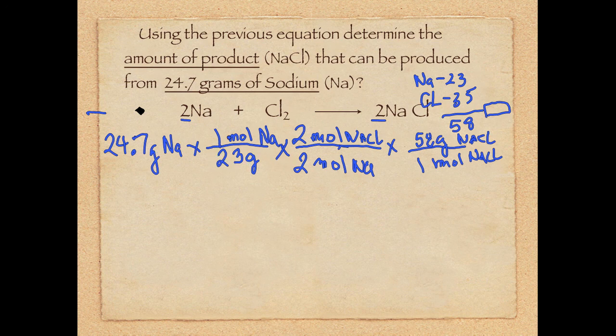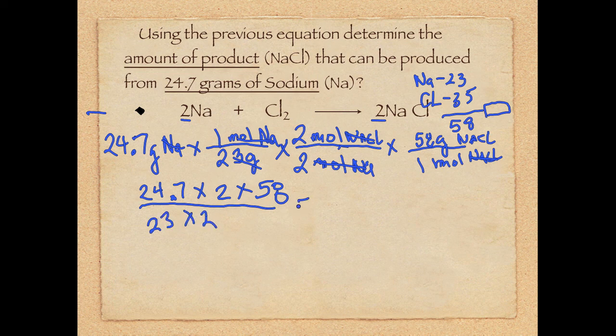And when we multiply all of this, now remember, some of these things got to cancel out. So this right here is going to cancel out. This right here is going to cancel out. This right here is going to cancel out. This right here is going to cancel out. And what we're going to have left over is grams of salt. So when we put that all together, we're going to multiply all of that across, so it's going to be basically 24.7 times 2 times 58 grams, and it's all going to be divided by 23 times 2, and that comes out to 62.8 grams of NaCl.